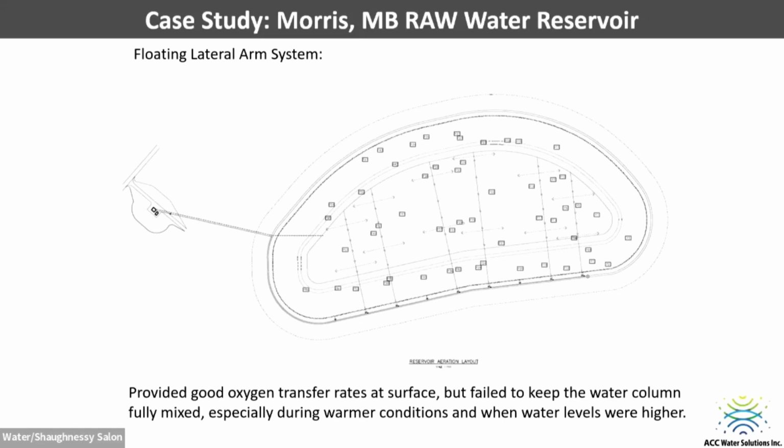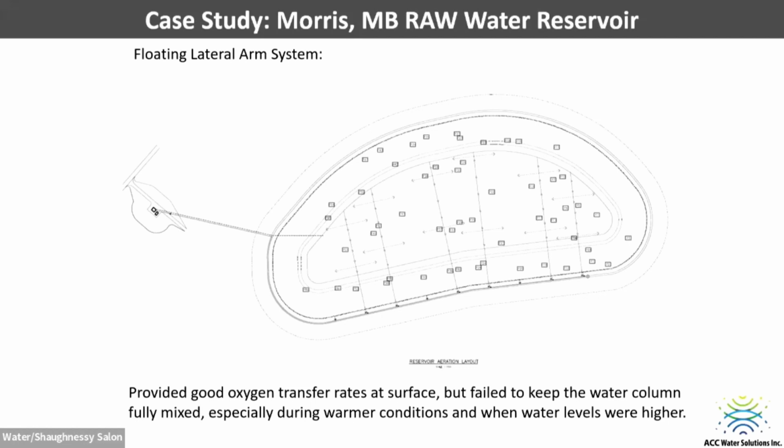So this is a raw water reservoir in Morris, Manitoba. We were approached by them. They had both manganese concerns and algae concerns, but the manganese were the bigger concerns. It was causing them more problems in their plant. And given the budget they had available, they decided, well, let's focus on the manganese first. This had an existing floating lateral arm aeration system in it.